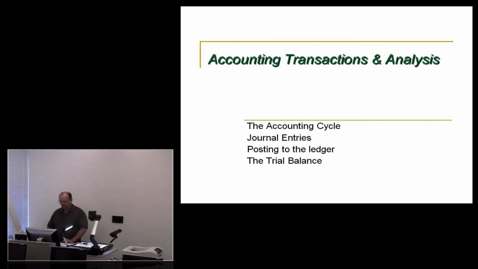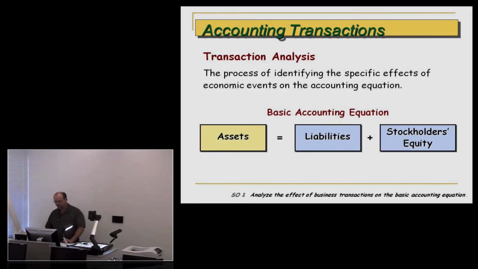Okay, so we're going to talk about the accounting cycle, journal entries that are recorded in the journal, posting the journal entries to the general ledger, and then preparing a trial balance. Okay, the first thing we want to look at is something called the accounting equation, and we're going to see through a variety of examples that all transactions fall somewhere into the accounting equation.